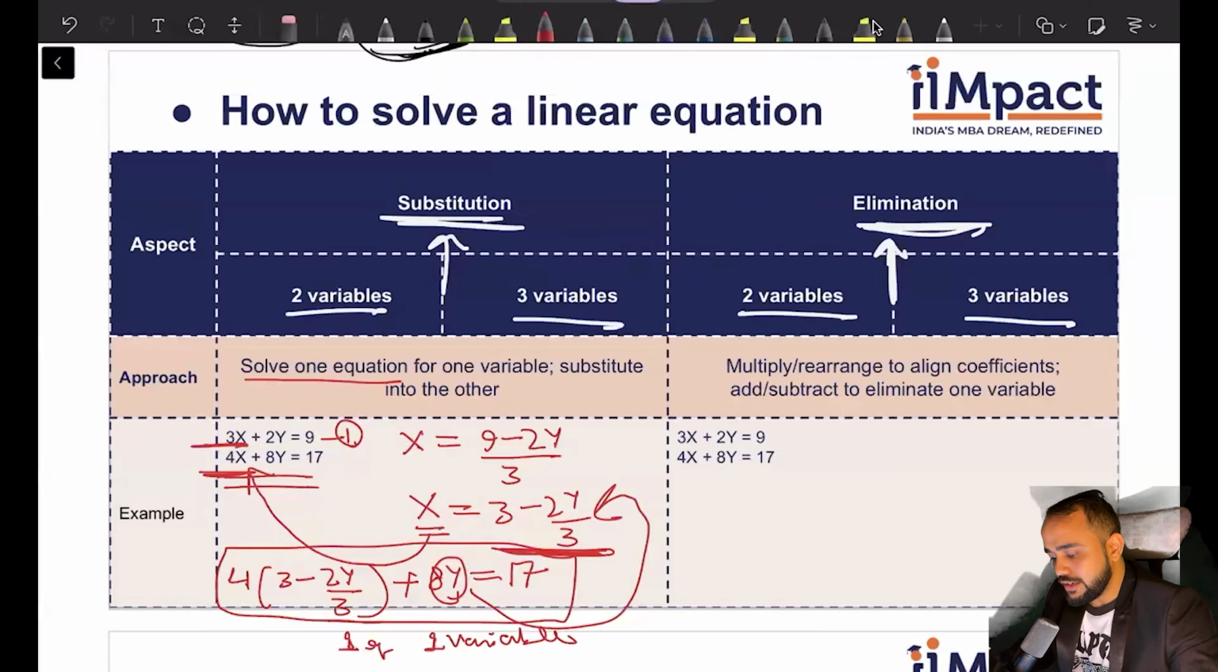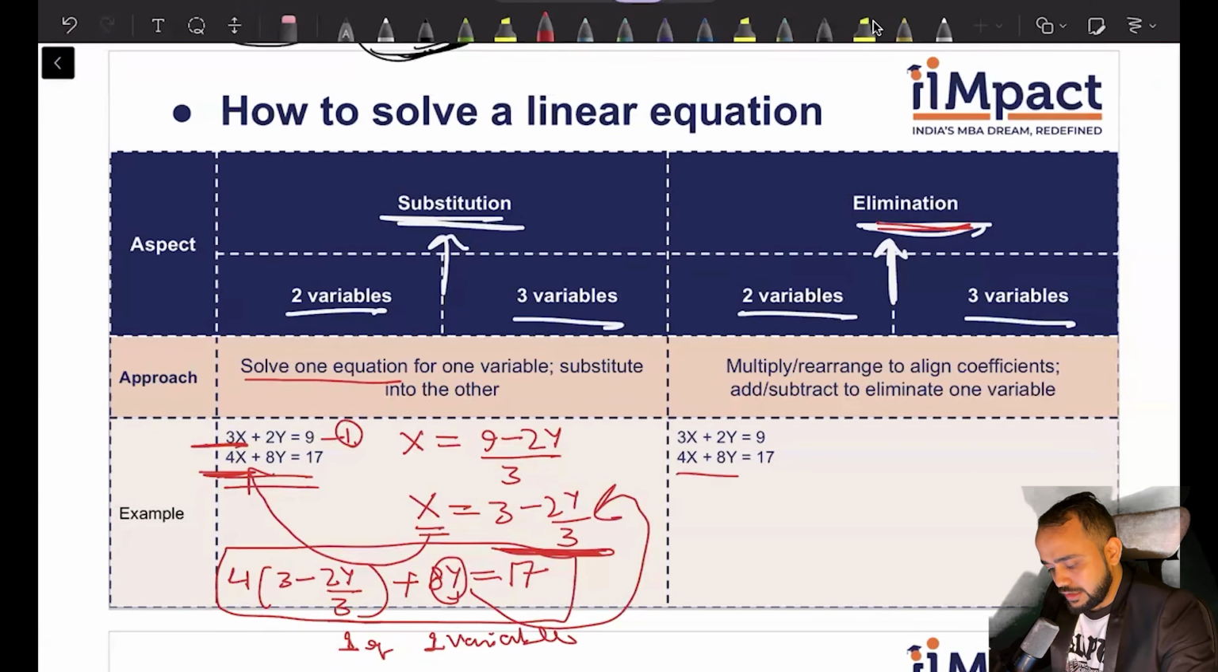The other method is something called as elimination. Now, this requires you to have some sort of foresight. You will multiply the given equations, you will rearrange the given equations in such a way that when you add or subtract the equations, the modified equations, only one variable remains or one of the variables is eliminated.